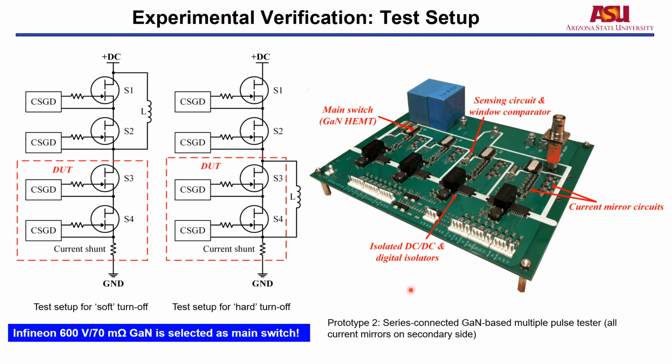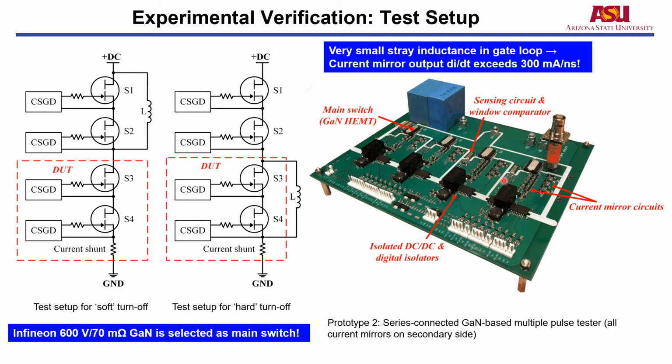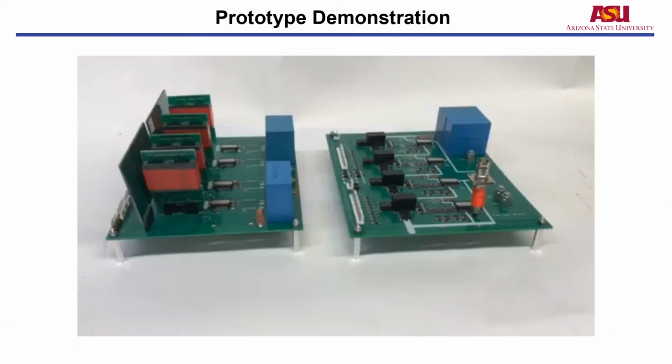So we changed to our prototype 2. For prototype 2, we put all the current mirror circuits on the secondary side. Because of the very small stray inductance in the gate loop, the current mirror output di/dt can exceed 300 milliamps per nanosecond, which is very, very fast. Next is the demonstration of our prototype.